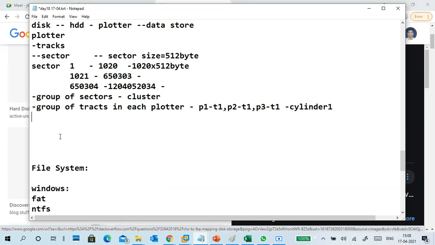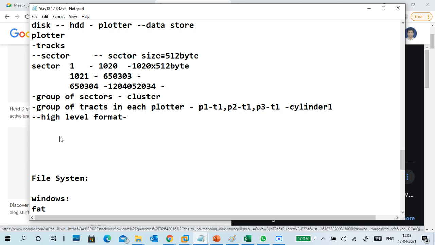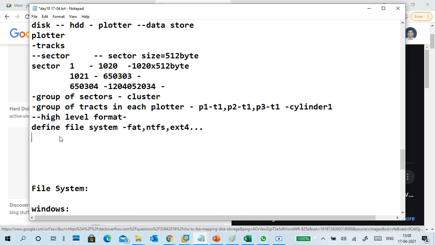So we use high level format. Format means defining the file system only. So what does that mean? High level format means defining the file system. File system means FAT, NTFS, ext4, any file system like we use in different operating systems. In defining a file system, the important thing is defining the cluster size. We can also define that in high level format.